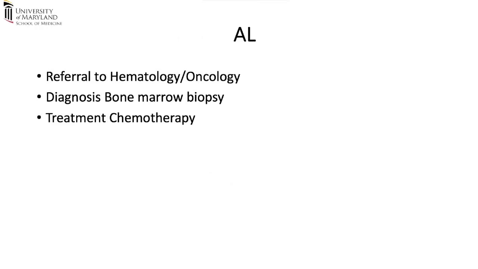AL amyloid is a different disease. They need referral to a hematologist oncologist. It's a bone marrow biopsy, which may make the diagnosis. And the treatment is very different. It's chemotherapy. It's not the things that we're going to talk about, tafamidis and some other treatments. So it's a very different disease, although it comes under the name amyloid. It's still protein depositions. But we really got to differentiate these two.